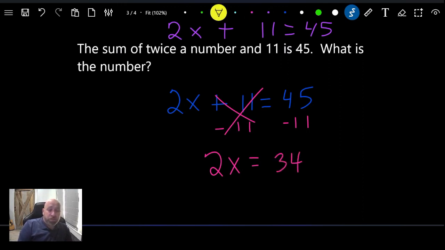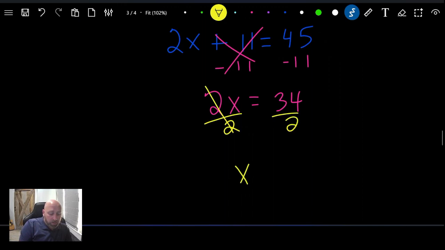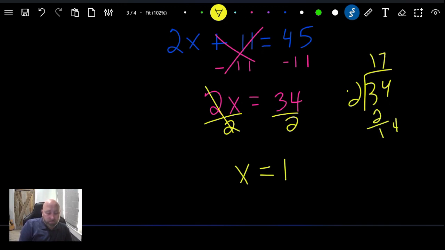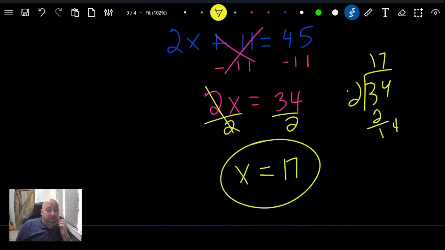Now we're going to divide by 2, because again, we want to get x by itself. That cancels, and we get x equals, and if you need to come over here and do this over here, you can. That's going to give you 17. x equals 17. Don't forget to check it.